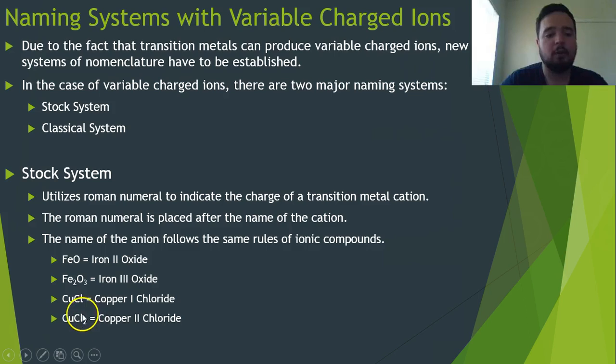Same thing with this one. Since there's a 2 here, we know that the -1 from chlorine goes down to form the 1 here in the crisscross method. But this 2 had to come from the charge up at the copper level. Since copper is on the left-hand side of the formula, we know it's a cation, so it has to be 2+, so that's where you get copper 2 chloride.